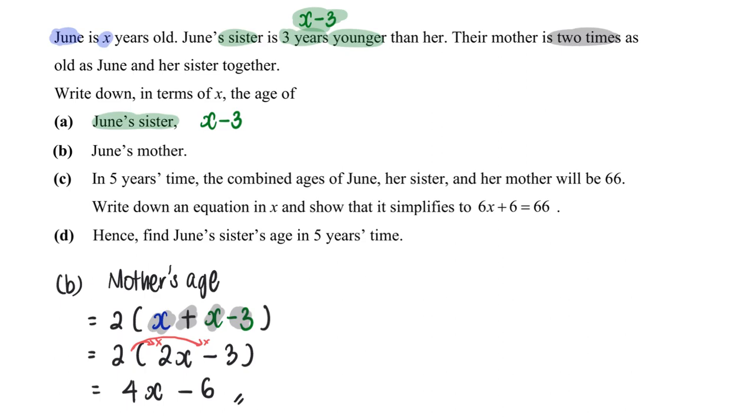In 5 years' time, the combined age of June, sister, and mother will be 66. Write down an equation in X and show that it simplifies to 6x plus 6. So for part C, I'm going to write down here at the side. For the first part, do take note, it will be in 5 years' time, which means for June, which is the blue color, plus 5, that will be her age in 5 years' time.